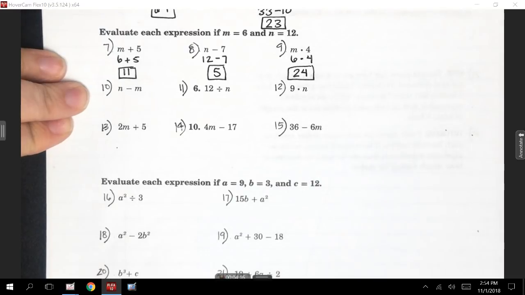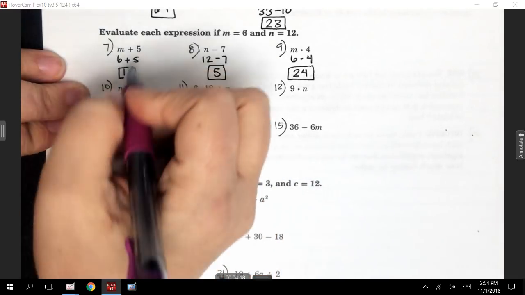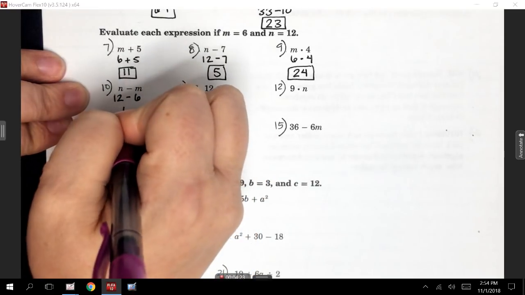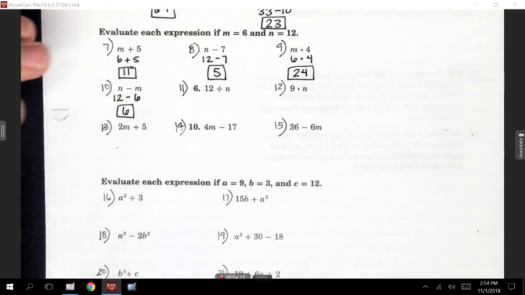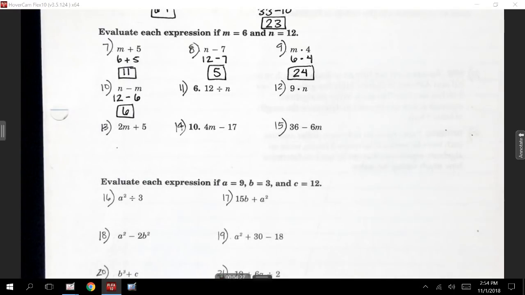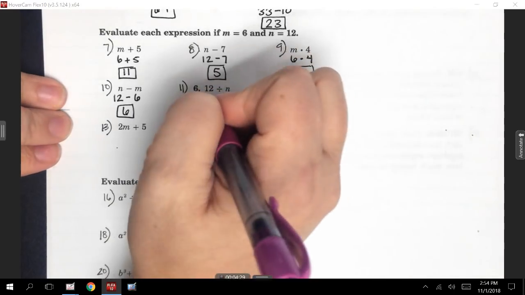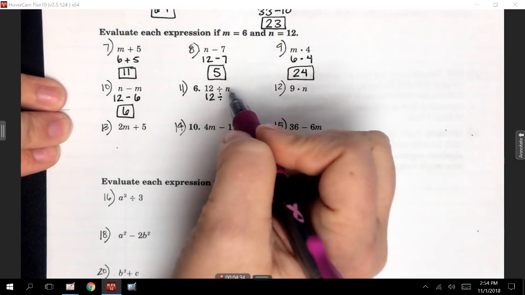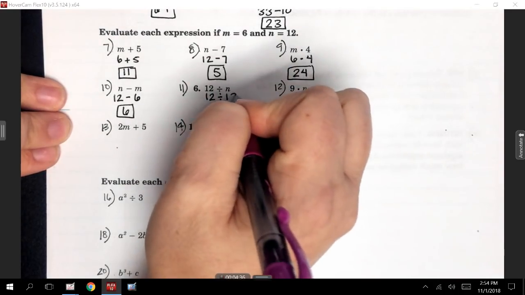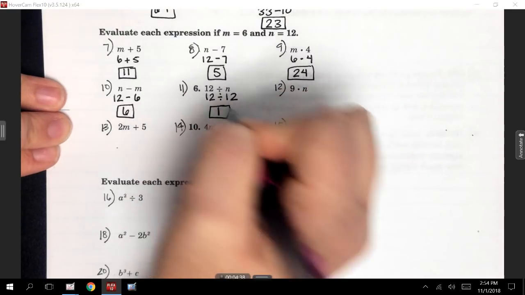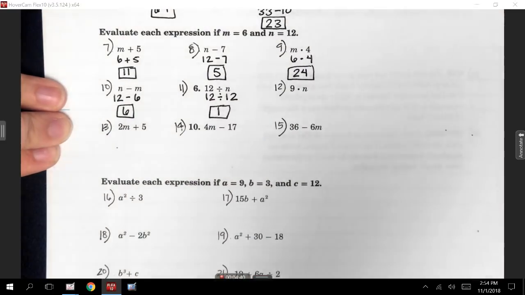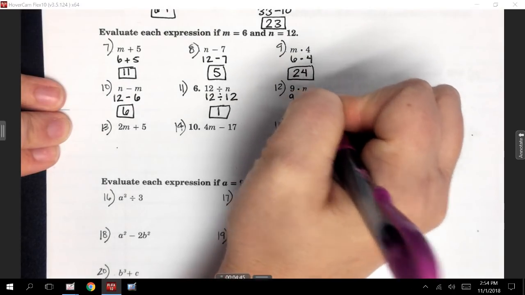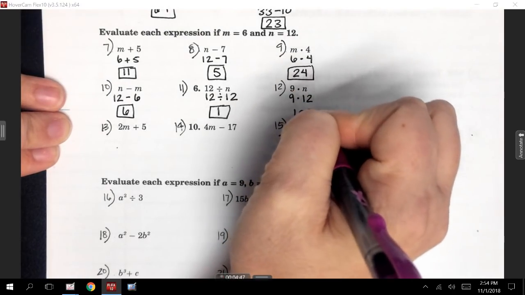Number 10 says N minus M, so I'm going to have 12 minus 6, and 12 minus 6 is 6. On the next one, 12 divided by N. Be careful here because I did the wrong number the first time I worked through the review. That is N, which is 12, and 12 divided by 12 is 1. The next one says 9 times N, so my N is 12, and 9 times 12 gives me 108.